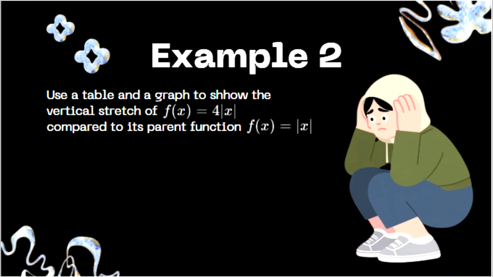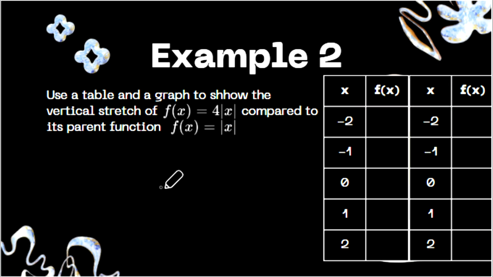Use a table and a graph to show the vertical stretch of f of x is equal to 4 times the absolute value of x compared to the parent function f of x is equal to the absolute value of x. So this time we know that they want this to be the parent function, which is this one, and this table to be the dilated one. So we're going to go ahead and use this table for our parent function. We'll pick this number and do our formula.